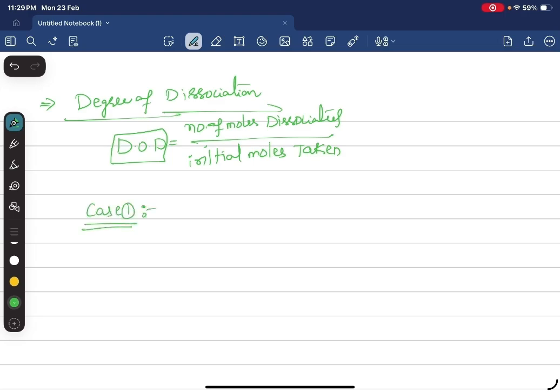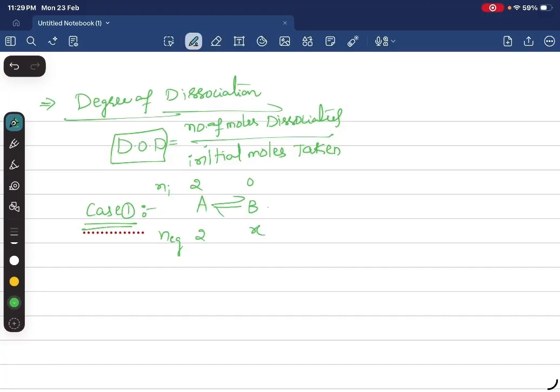This is most important. So here A converted into B. Initial moles are 2 and 0 we took, which is called initial moles. And number of moles at equilibrium we can write as, suppose X moles of B is formed, then that is from 2, right? So the resultant moles of A at equilibrium is 2 minus X. So what is DOD here? DOD of A equals, number of moles dissociated is X, right? X by number of moles taken initially, which is 2. So that is the DOD for A.